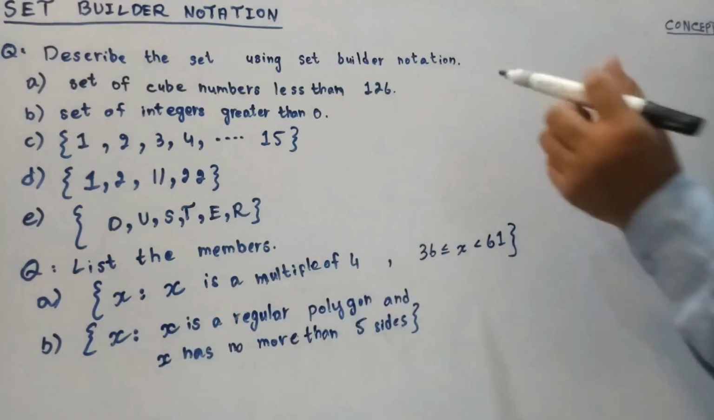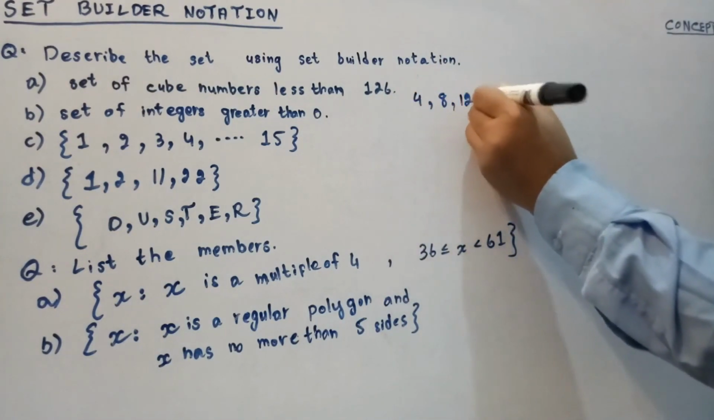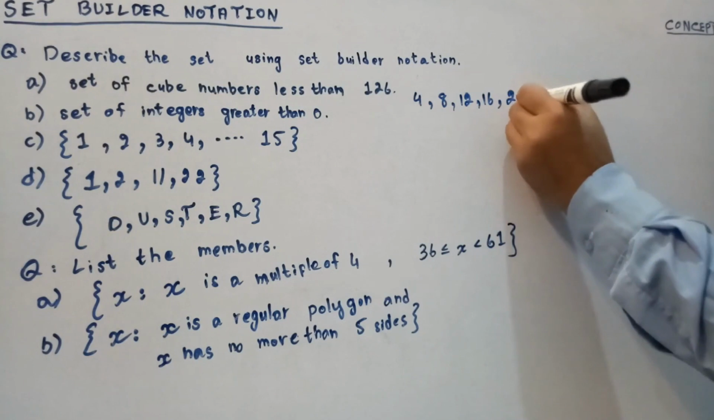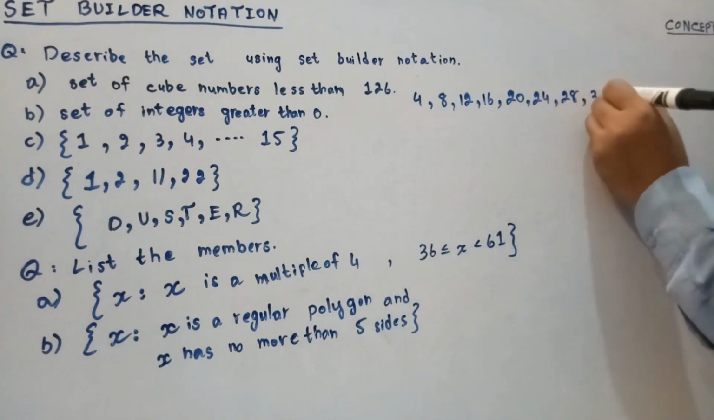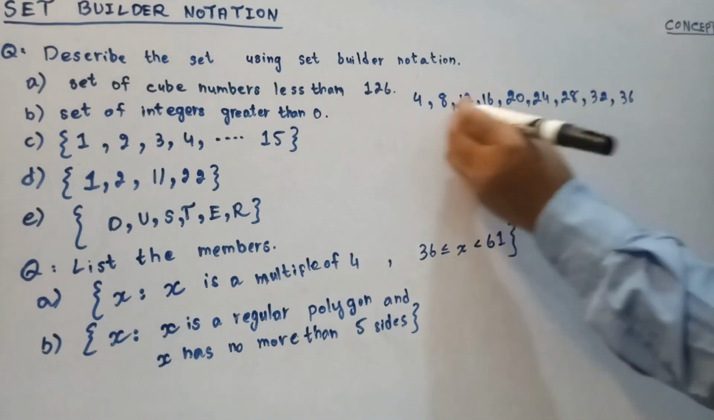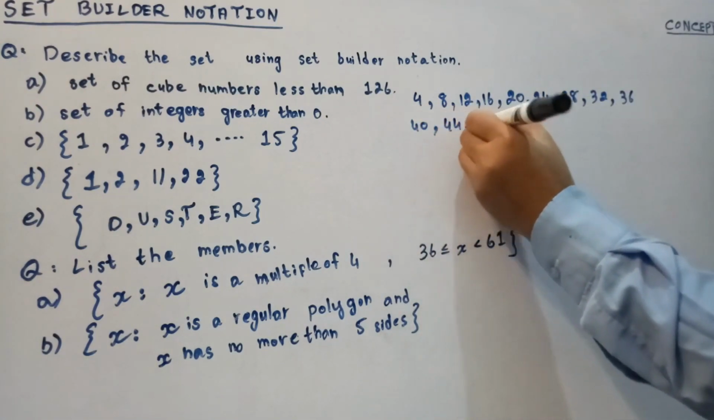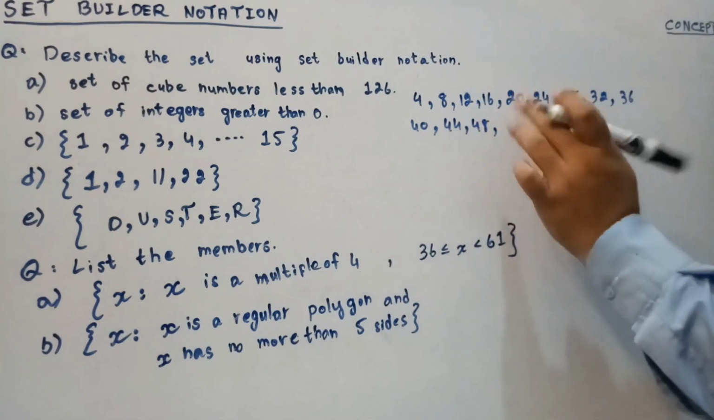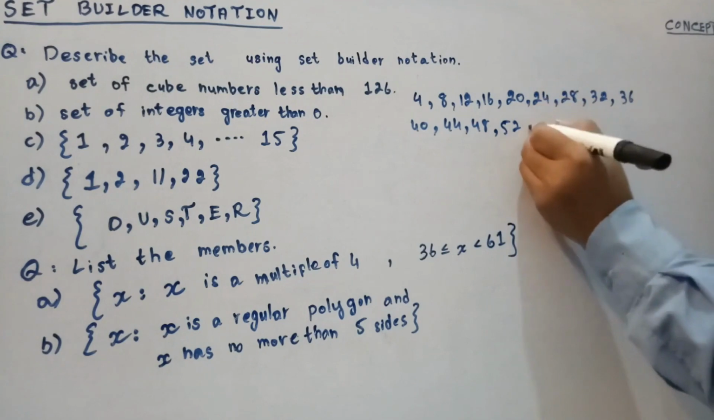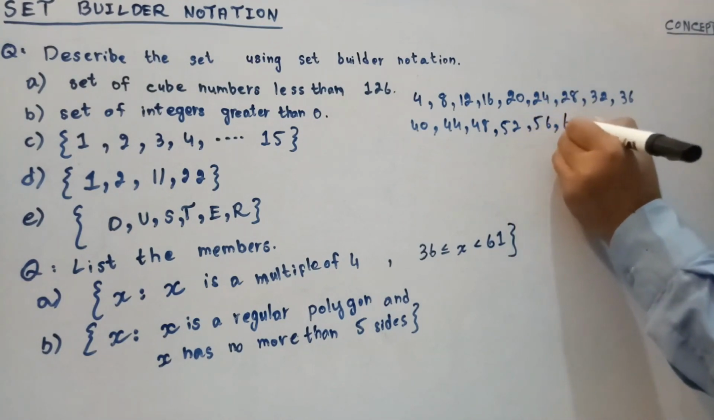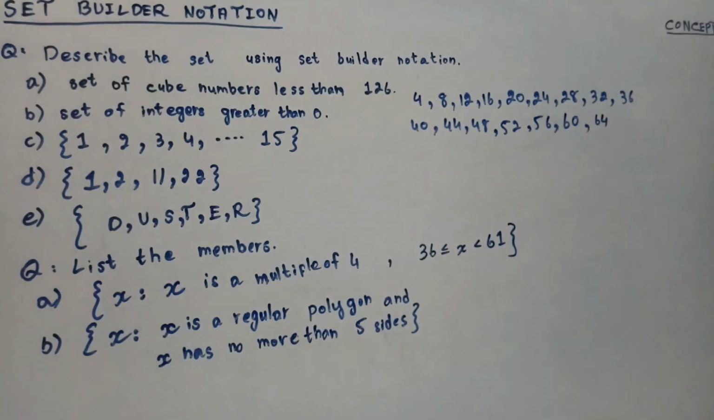So first of all, let's write the multiples of 4, because here the elements are multiples of 4. Let me write here 4, 8, 12, 16, 20, 24, 28, 32, 36, 40, 44, 48, 52, 56, 60, and here we have 64.